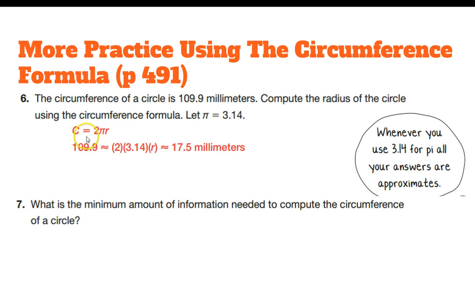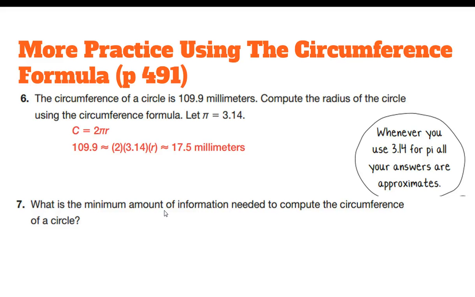All right, so C is equal to 2 pi r. We are given the circumference, so we replace the C with 109.9, which is about 2 times 3.14 times r. Once again, we're going to use a 1-step equation here. We combine the like terms first, 2 times 3.14, and then we divide both sides by that answer, and you will get 17.5 millimeters.